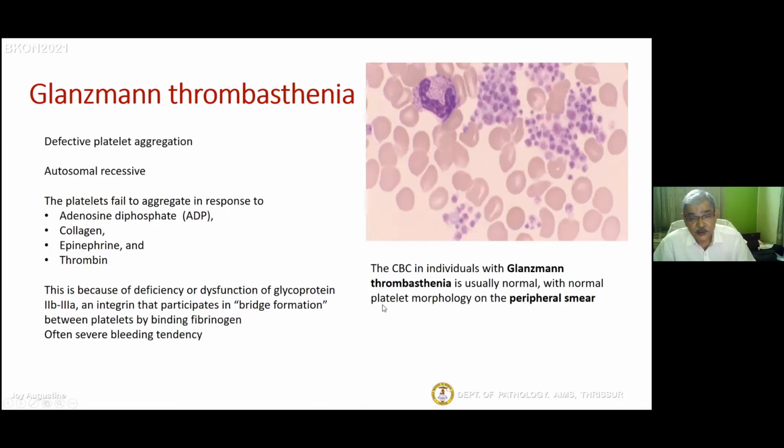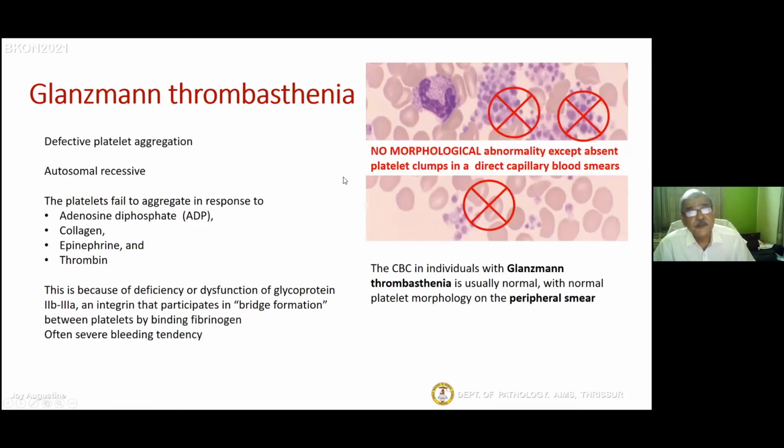And the other point to remember is that the CBC in individuals with Glanzmann's thrombasthenia is usually normal, with a normal platelet morphology and a normal count, except for one thing. The clumps that you see in a normal blood smear are absent in Glanzmann's thrombasthenia. So platelet aggregation is totally absent, and this is a good clue for diagnosis. If at all you suspect this, take a direct capillary blood smear and check it out, and you will find that the platelets are seen singly.